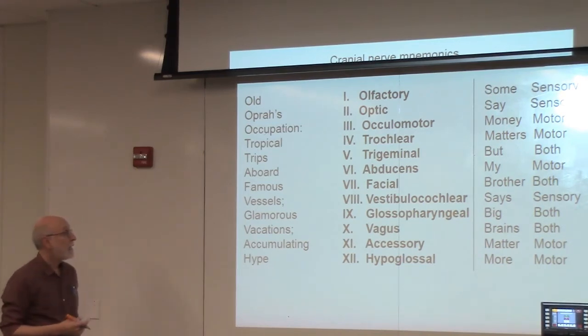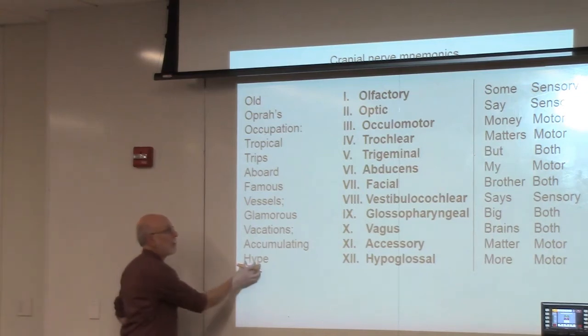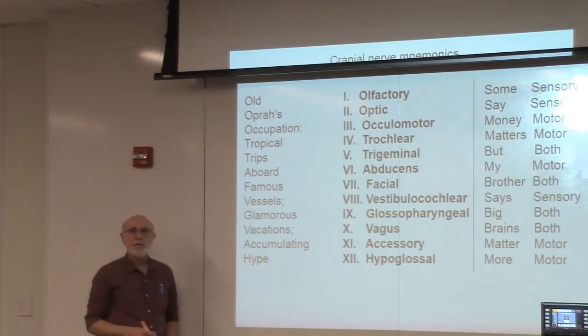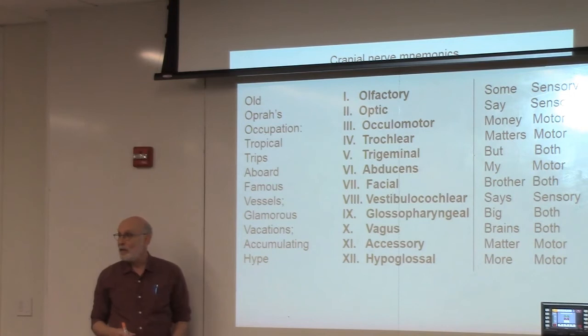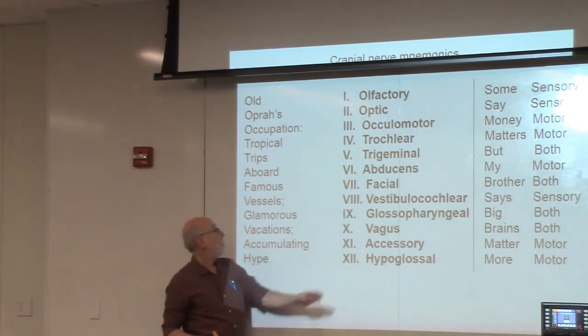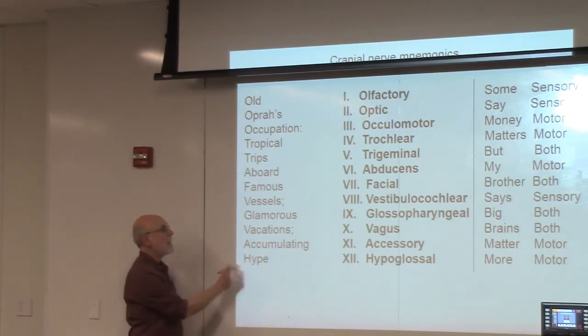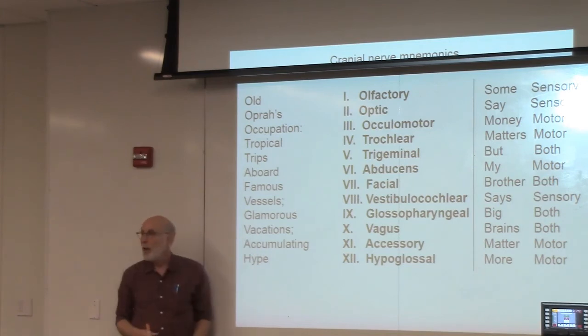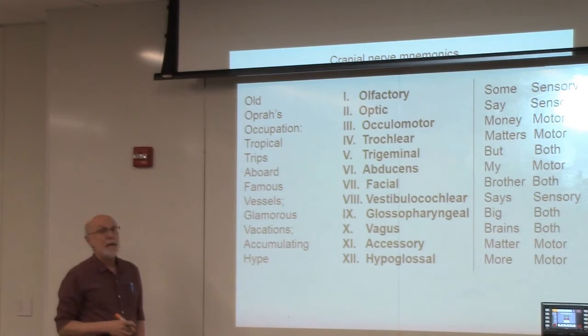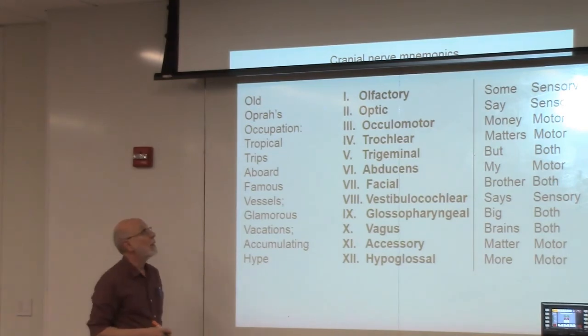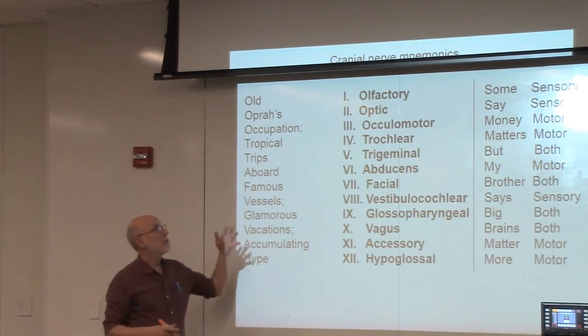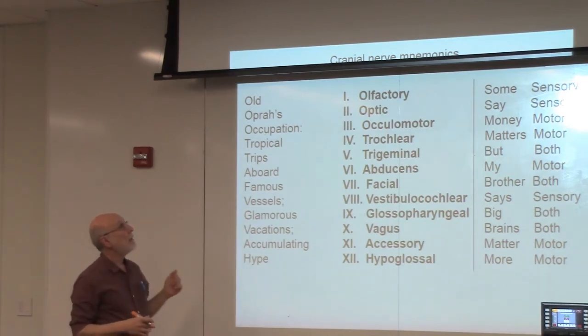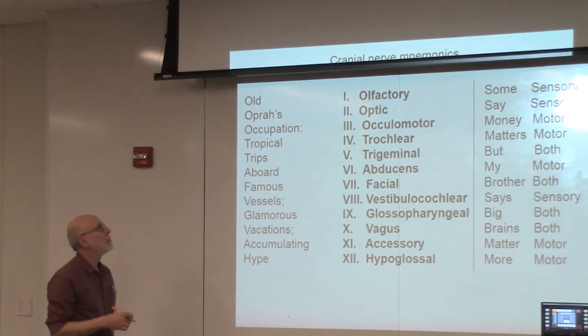And the reason I like it is because the first 3 letters of the word, not just the first letter, align with the first 3 letters, well, in some cases it's 3, in some cases it's only 2, but it's more than 1. It aligns with the name of the cranial nerve. Olfactory, old. Optic, no, this will be 2.